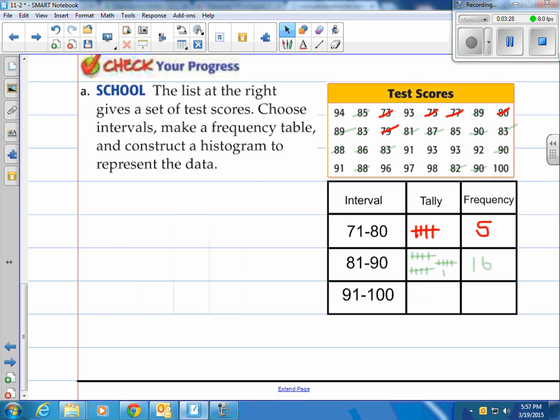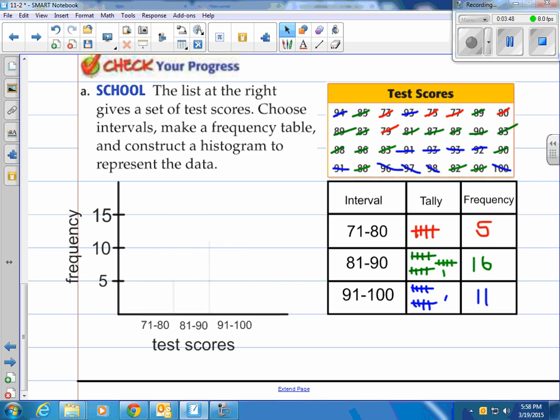Let me count that up for you. All right, we got 16. And then 91 to 100. Let me mark those off. Let's see here. Looks like I've got 11. All right, now that I've got that information, now I know how high my bars are going to be, and I can see what numbers I need to use for my frequency on the vertical side, or my histogram itself on the horizontal side.